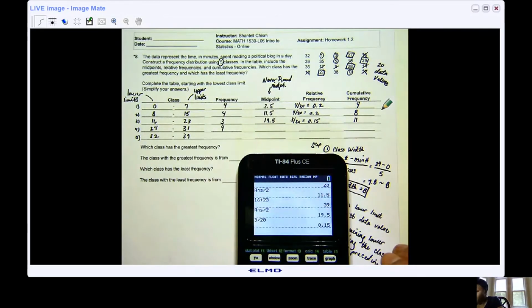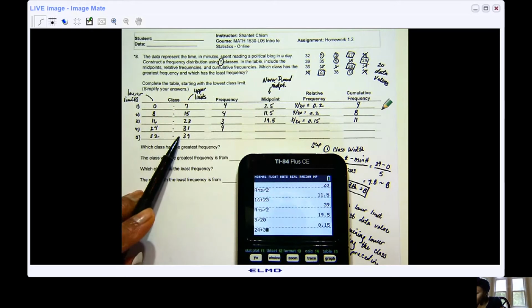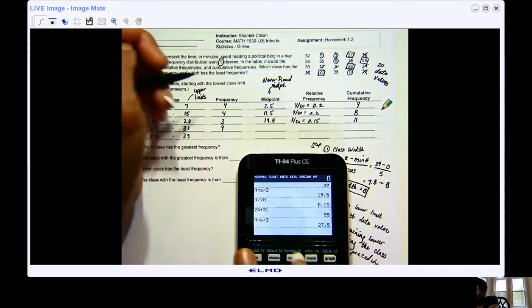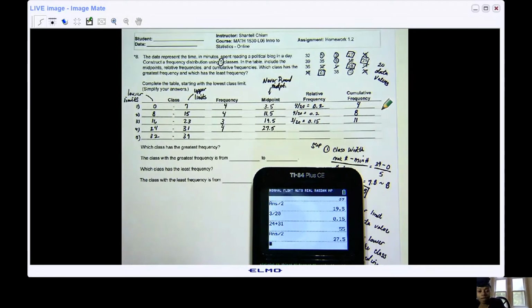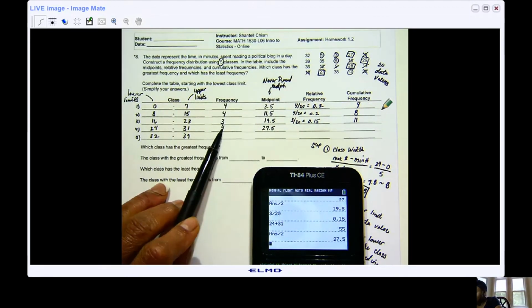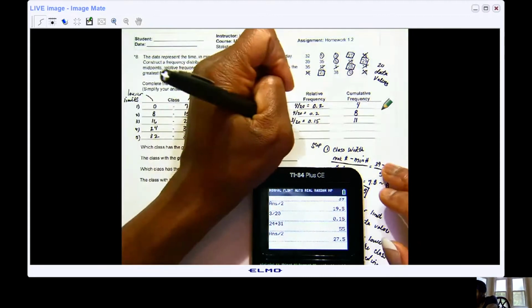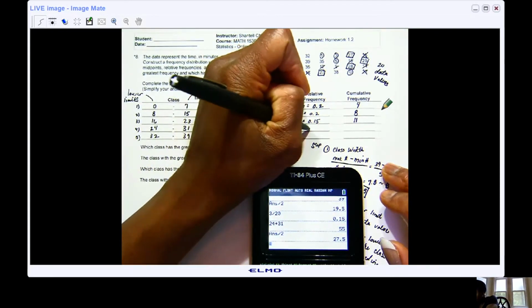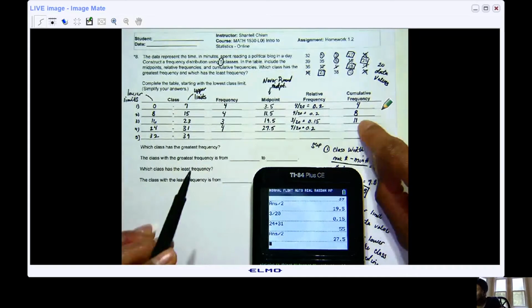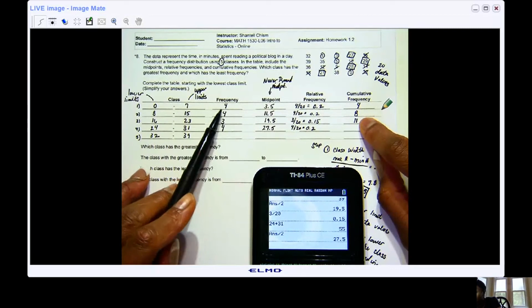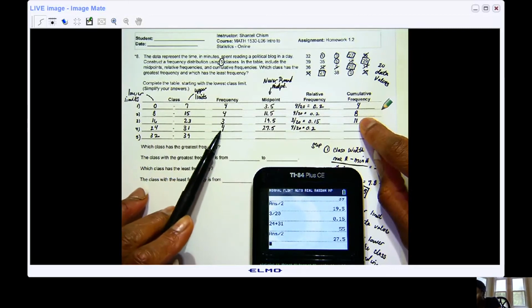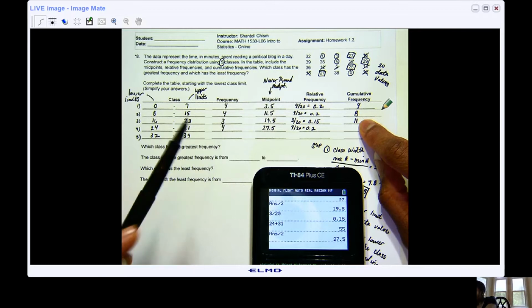The midpoint would be 24 plus 31, and then divide that by 2, and we get 27.5. The relative frequency, there were 4 data entries that belong to this class, so 4 out of 20 again. That's 0.2. And then the cumulative frequency, we're going to take the 11 that we had before, because we had 4, 4, and 3, so that's 11. And now we're going to add an additional 4. So 11 plus 4, that gives us 15.